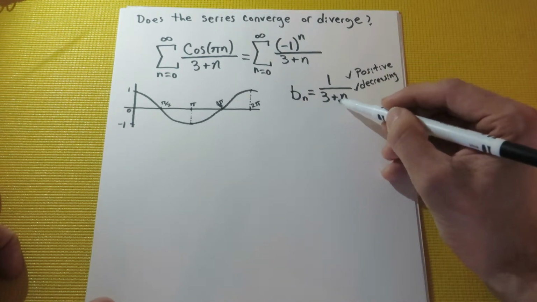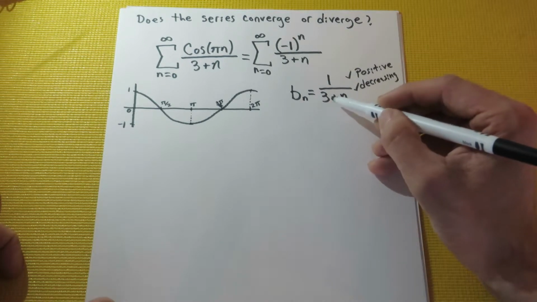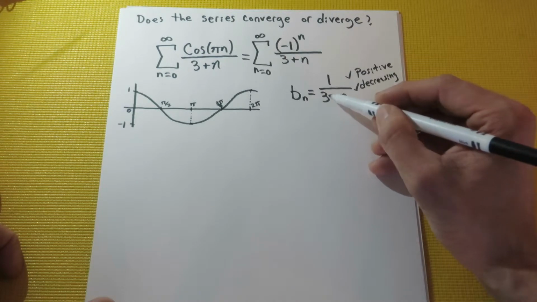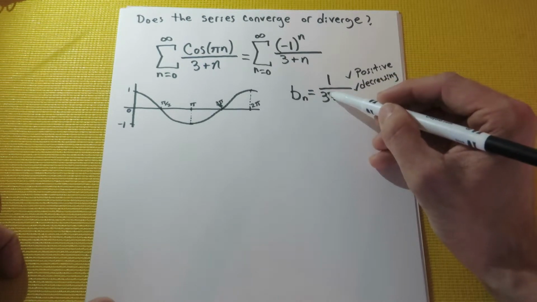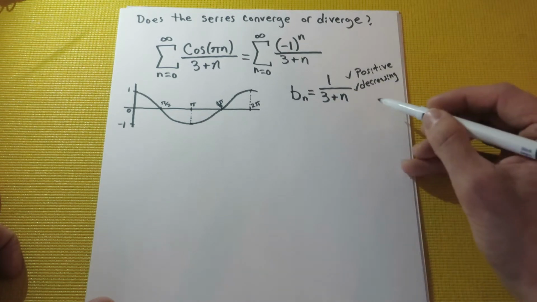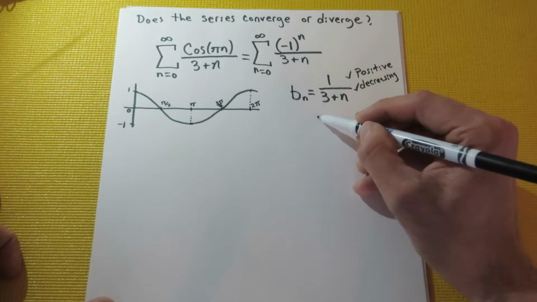If you just imagine, for every n plus 1 here, well, that would be 4 plus n. 1 over 4 plus n is definitely going to be smaller than 1 over 3 plus n. I'll just write that out. We know that this is decreasing because of this.